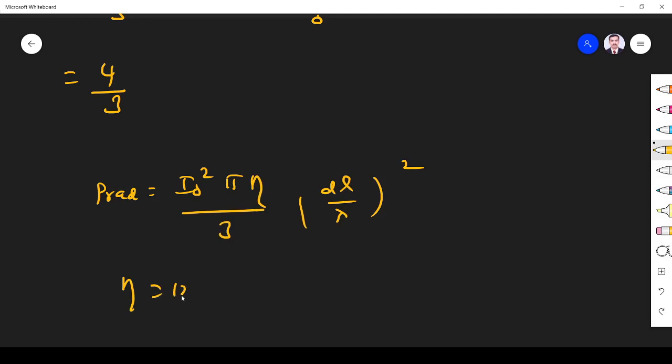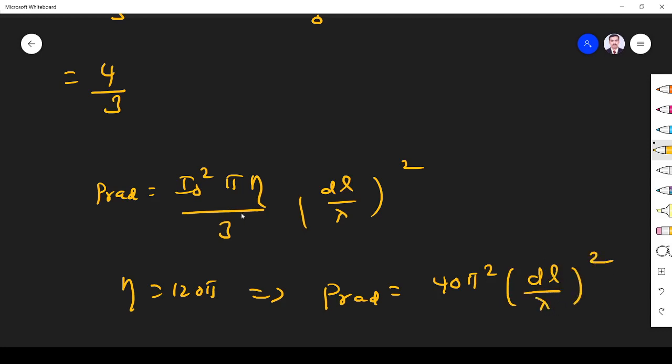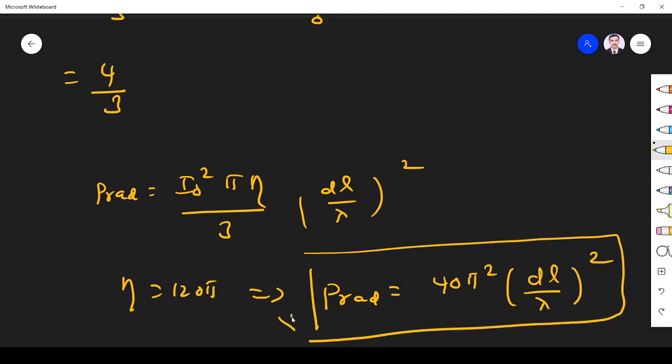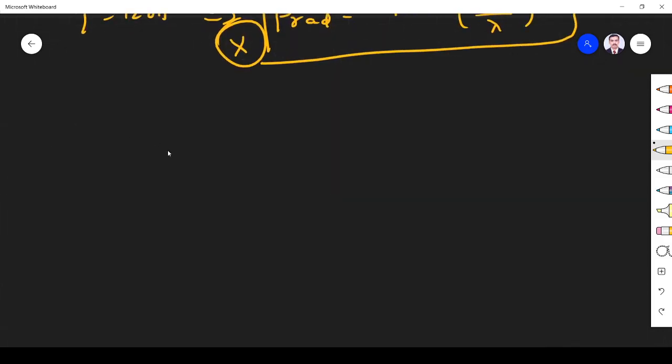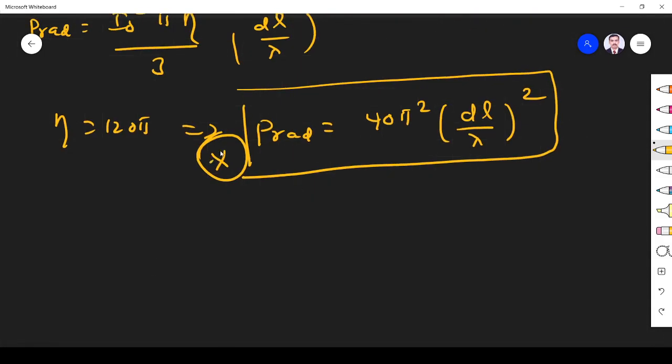We know eta is equal to 120 pi. Substitute that value. This indicates P radiated is equal to 40 pi squared into dl by lambda whole square, since 120 pi divided by 3 is 40 pi, into pi. So this is the power radiated by a Hertzian dipole antenna. Very, very important formula, we have to solve a lot of problems using it. So power radiated is 40 pi squared into dl by lambda whole square into I naught squared. Sorry, here we have to keep I naught squared.